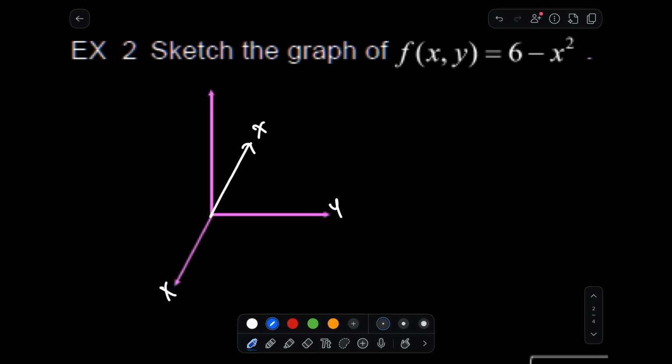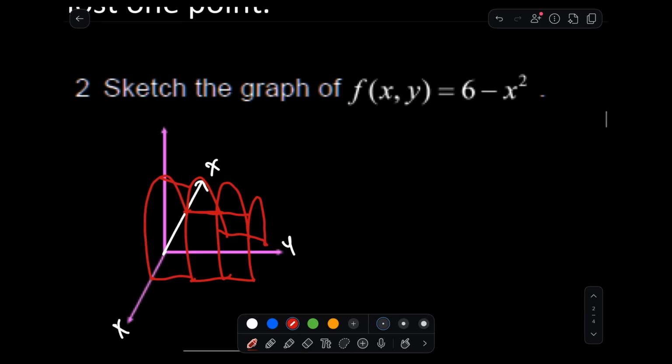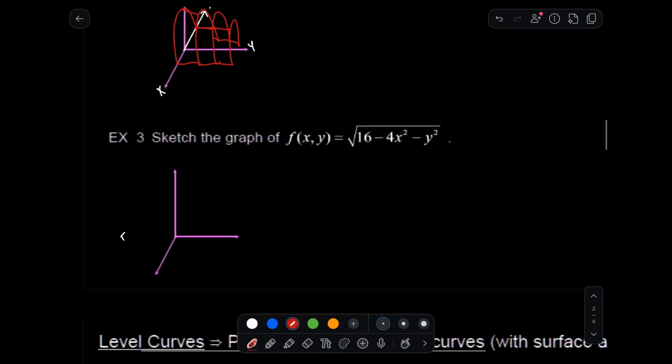And what it's gonna look like is 6 minus x squared equals z. We're gonna just call it f of x, y, z. It's gonna look like this, and it's just gonna create these cylinders pointing outward. It's kind of a bad drawing, but you get the idea of what that would look like. It's just extending outward in the y direction.